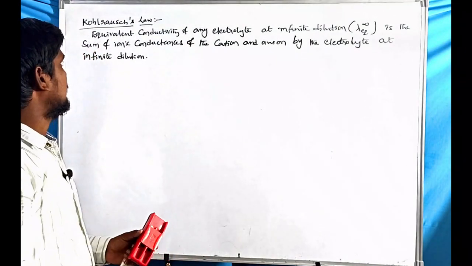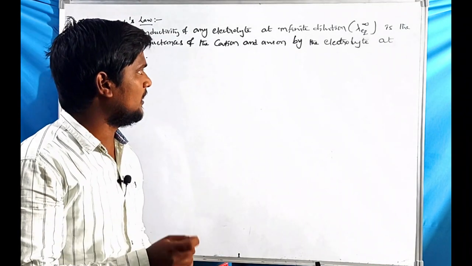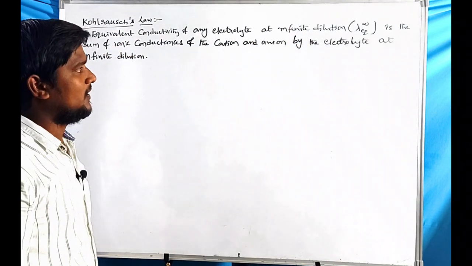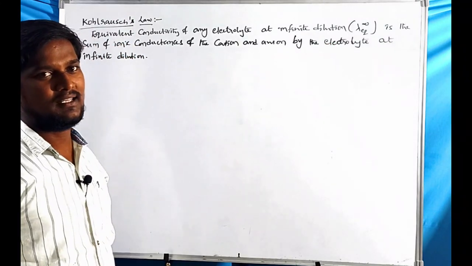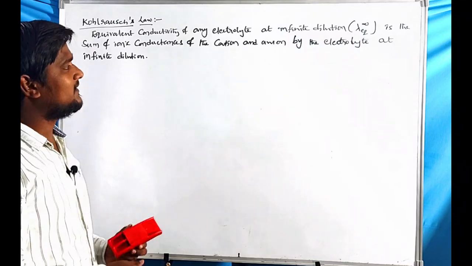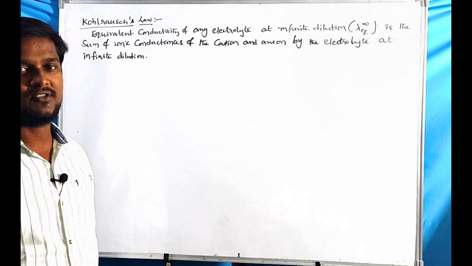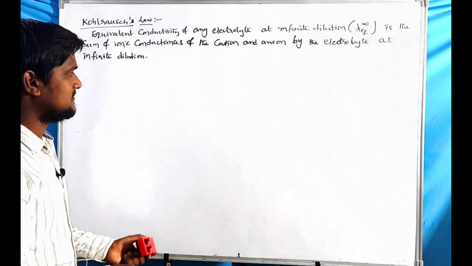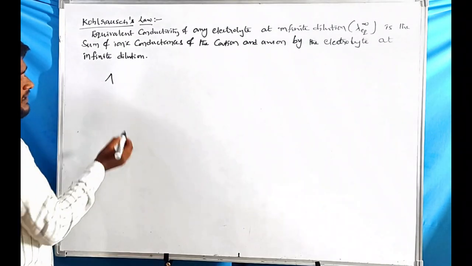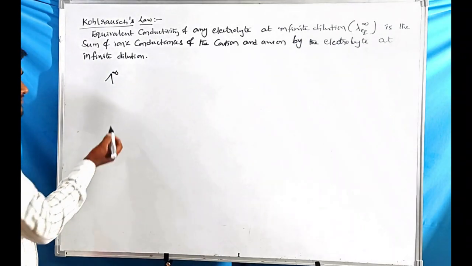Now here, Kohlrausch law. The Kohlrausch law is nothing but: the equivalent conductivity of an electrolyte at infinite dilution is the sum of the ionic conductance of the cation and anion of the electrolyte at infinite dilution. Now let us discuss those parts in equation form. Here is the equivalent conductivity of the electrolytic solution at infinite dilution.